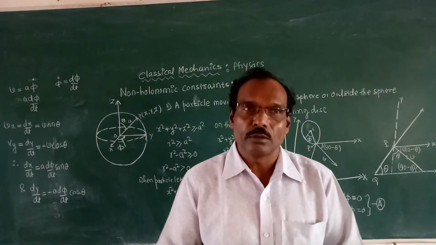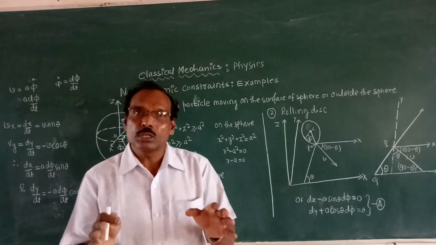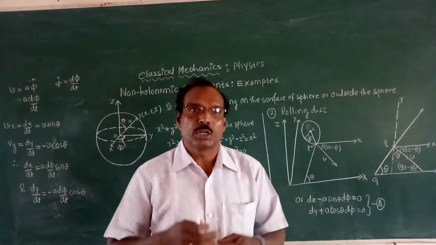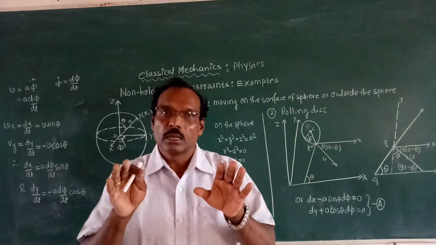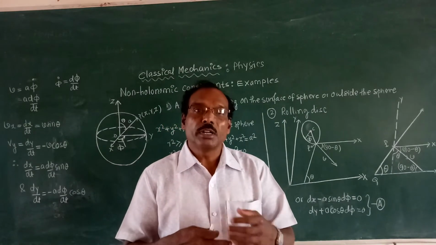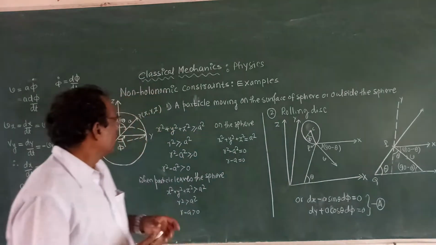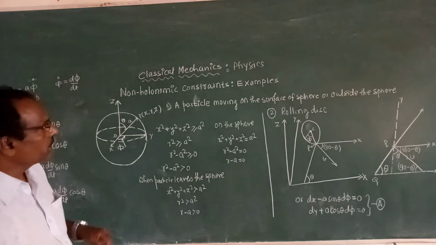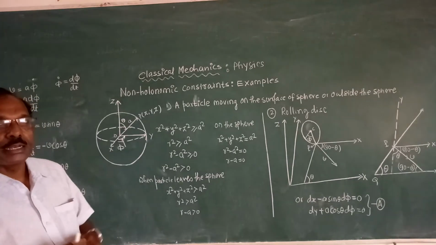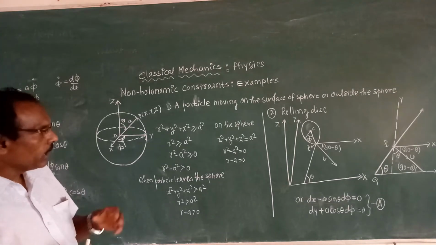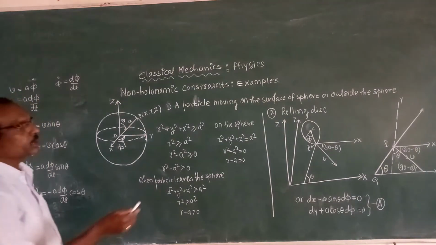Generally, the other definition I will put before you: the constraints are the restriction on the freedom of motion. I'll repeat, the constraints are nothing but the restriction on the freedom of motion of a mechanical system. Non-holonomic constraints can be expressed in the form of an inequality or a condition. We'll go for the examples of non-holonomic constraints.